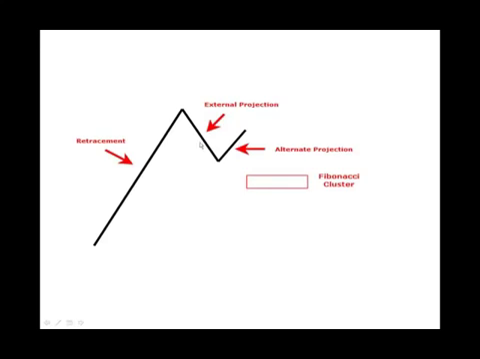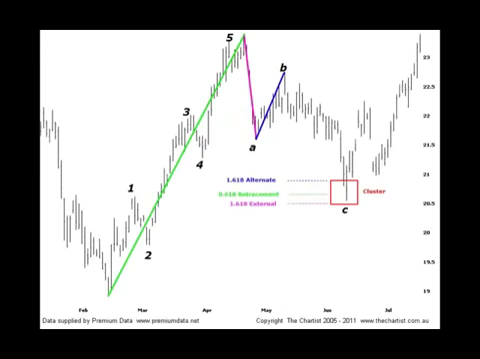So impulse A, B and C, this is what we're trying to figure out, where the complete correction will terminate, and that will give us a good buying point. And the more of these projections and external retracements we can get, the better idea we can get at this point for a buying opportunity. So let's have a look here.